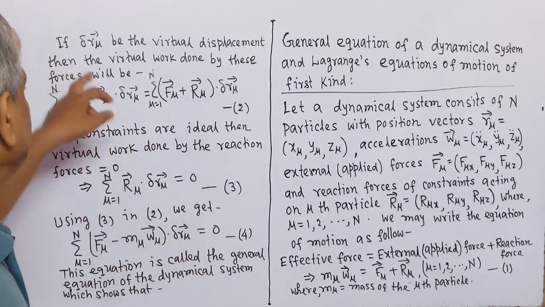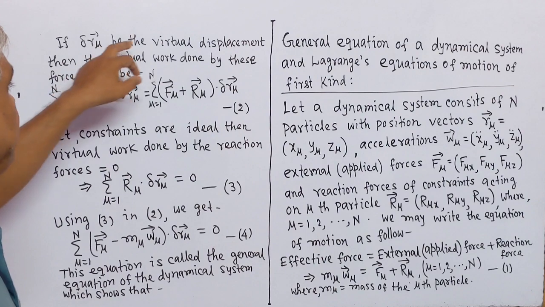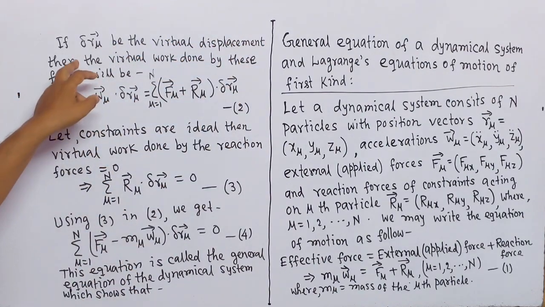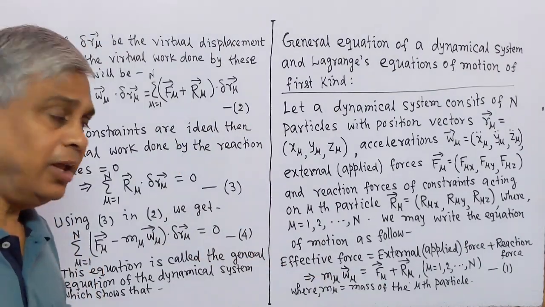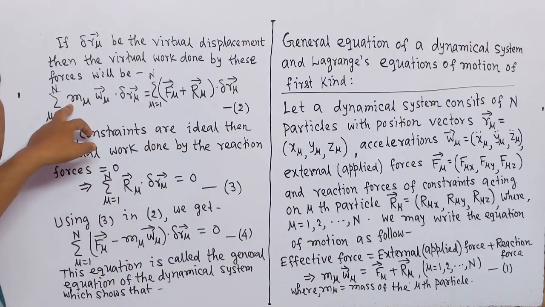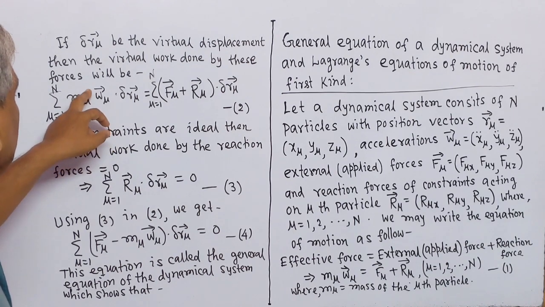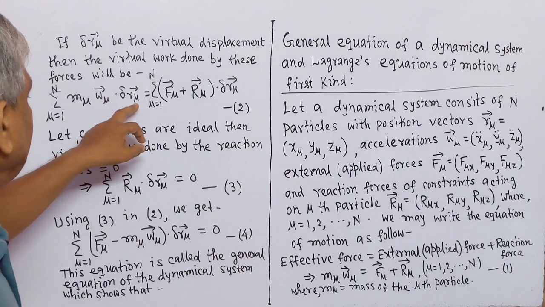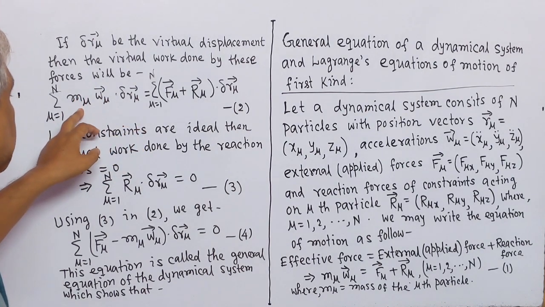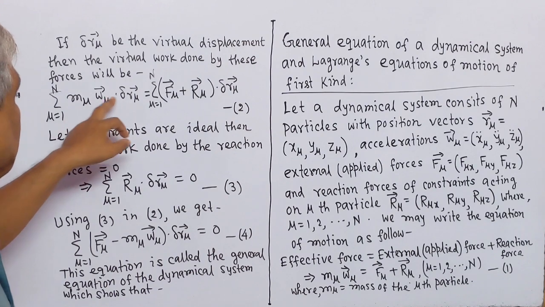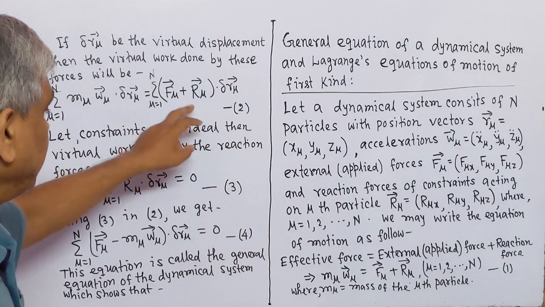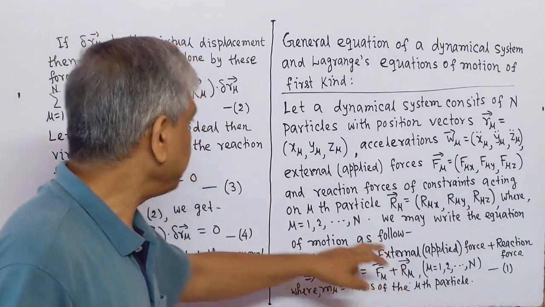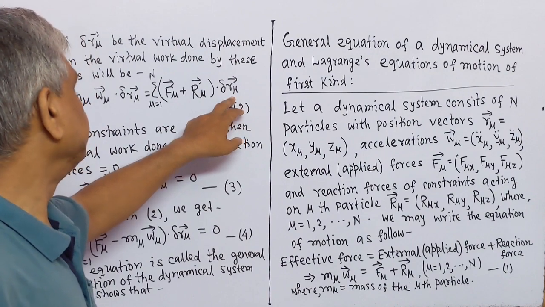If delta r_mu vector is the virtual displacement, then the virtual work done by these forces will be the sum over mu equal to 1 to n of m_mu w_mu dot delta r_mu. This is force multiplied by displacement, which is the work done. Similarly, on the right side, f_mu plus r_mu dot delta r_mu.